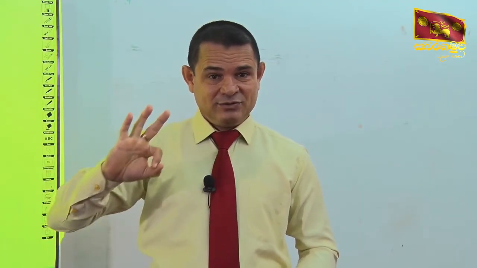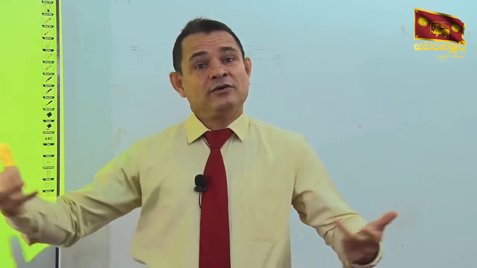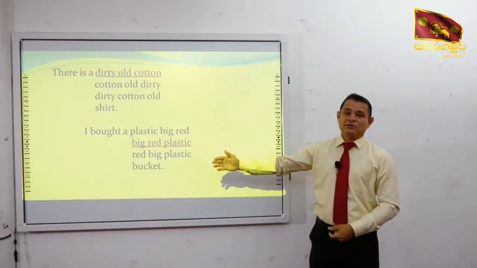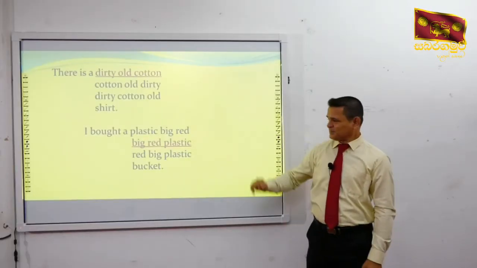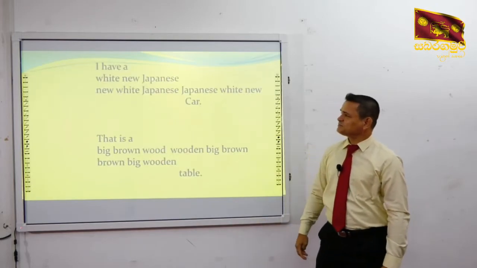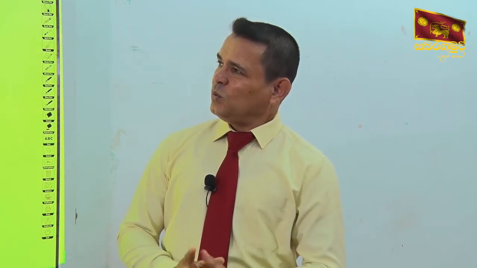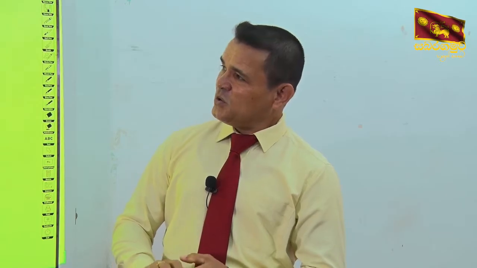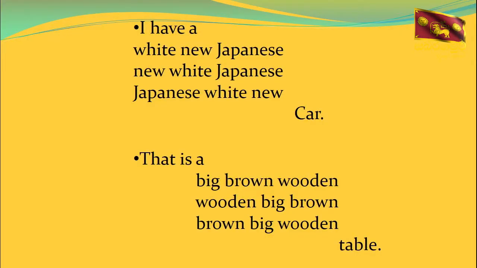Here only 3 adjectives are used. There can be 4 or 5 or 6 also, but you can follow the previous order which I gave you. Let's try this one. I have a white new Japanese car, or new white Japanese car, or I have a Japanese white new car.